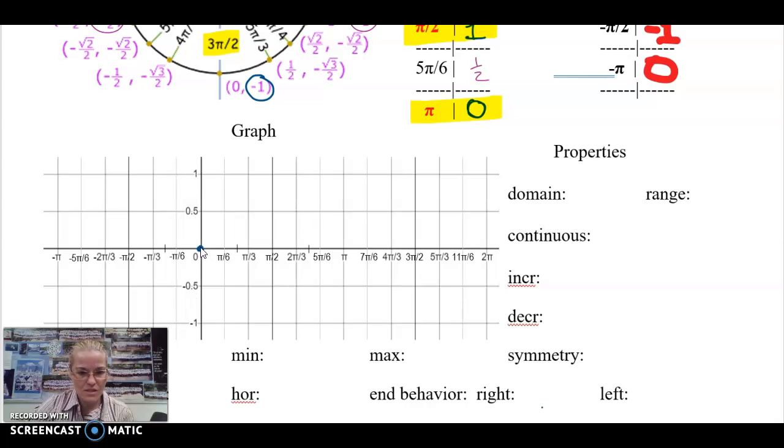So sine of 0 is 0. Sine of pi over 2 is 1. Sine of pi is 0. Sine of 3 pi over 2 is negative 1. Sine of 2 pi is 0. And now, if that's pi over 2, here's pi over 3. So again, pi over 6, that 30-degree angle, that's where you're at 1/2. Likewise, 5 pi over 6, you're at 1/2. 7 pi over 6, you're at negative 1/2. 11 pi over 6, you're at negative 1/2.